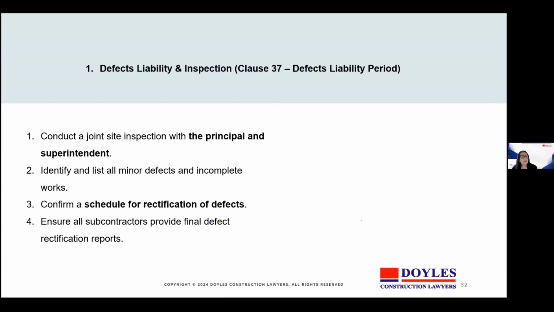It's important to conduct a joint site inspection with the principal and the superintendent. Identify and list minor defects and incomplete works. Confirm a schedule for rectification of any defects, and ensure subcontractors provide final defect and rectification reports. Minor defects don't prevent practical completion, but incomplete work does. And that's why the defects inspection at PC is significant and important and shouldn't be overlooked.